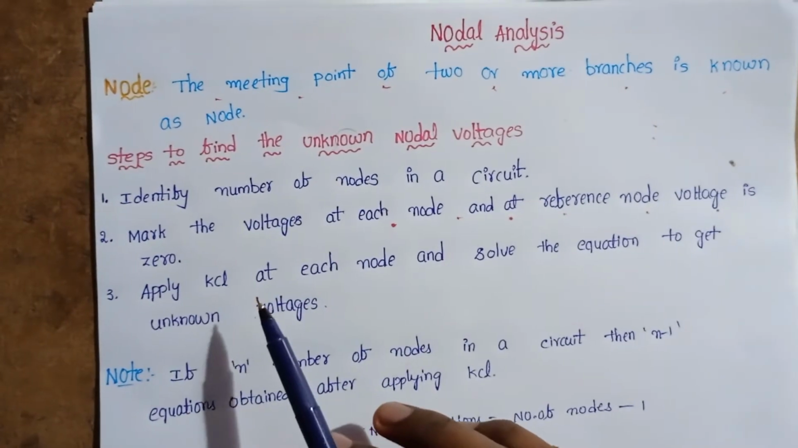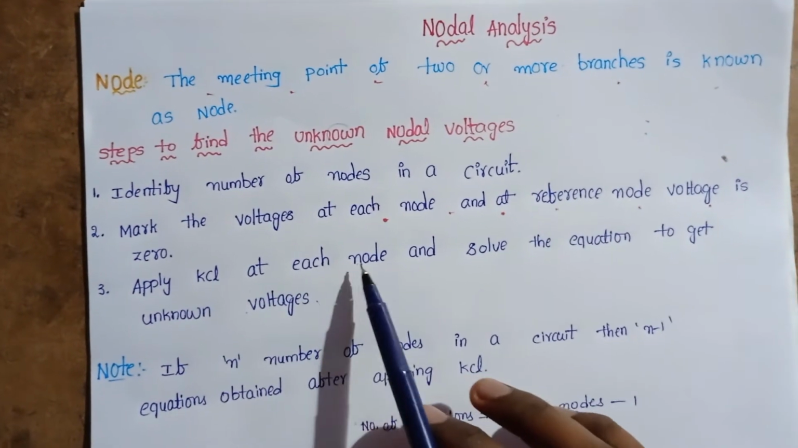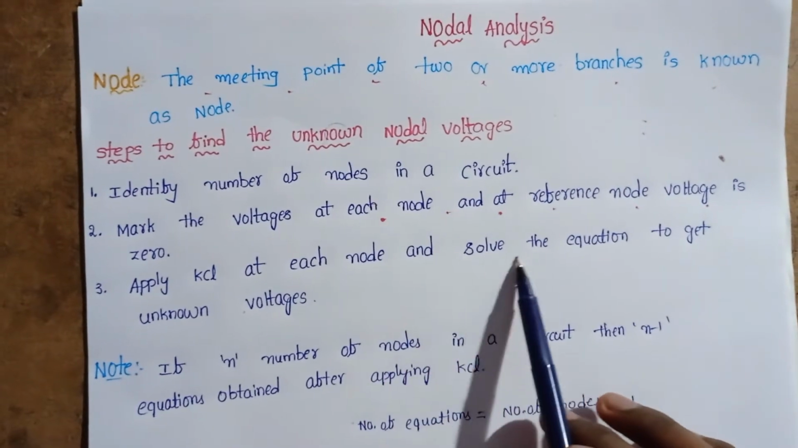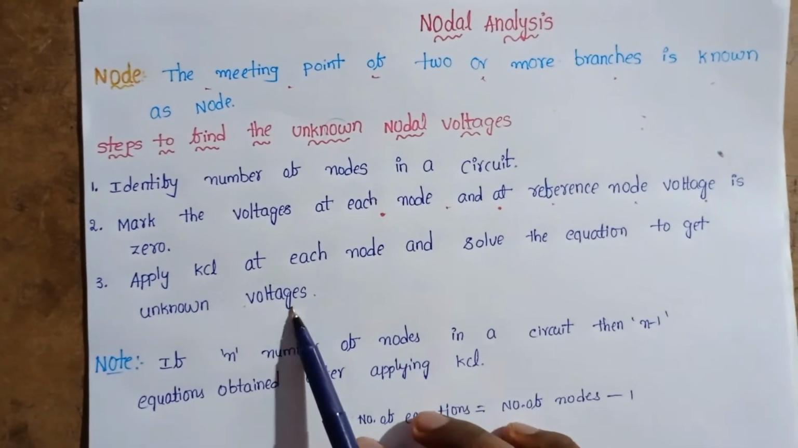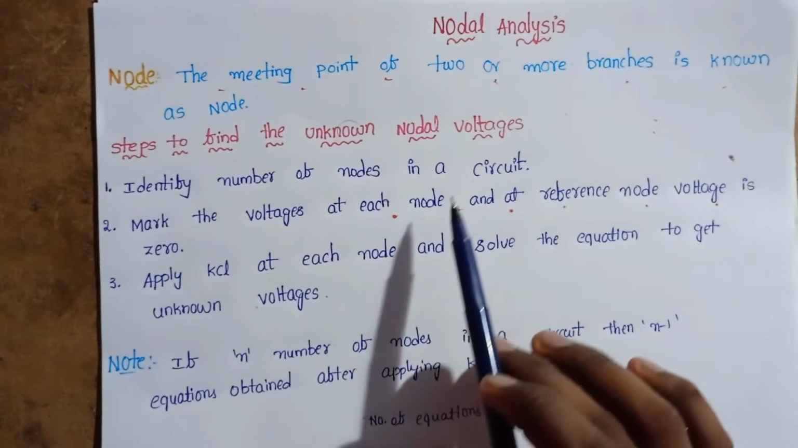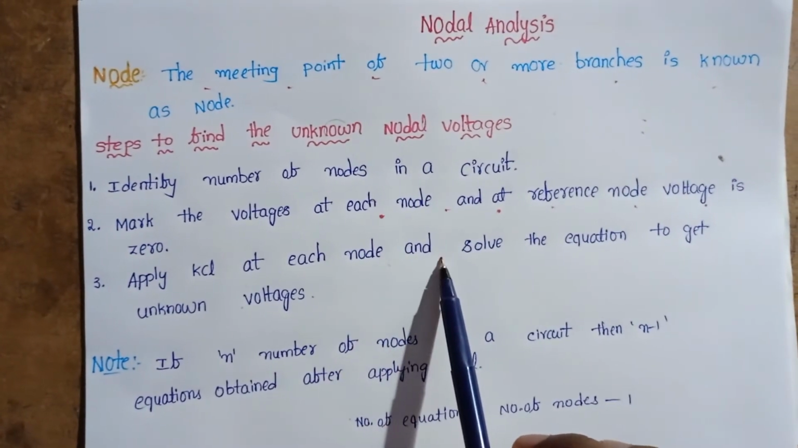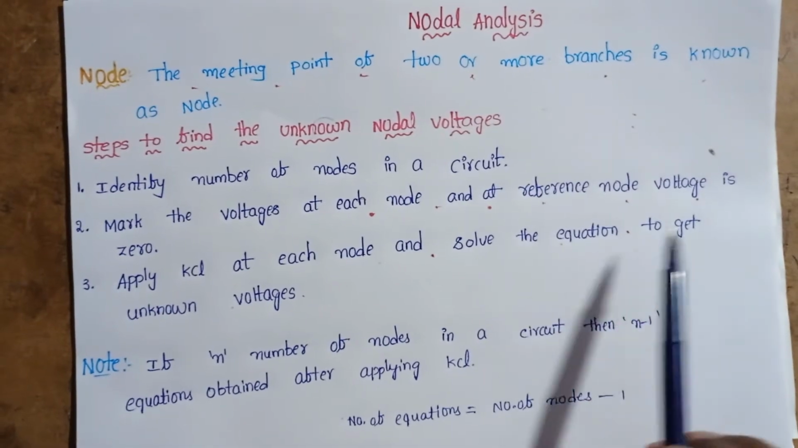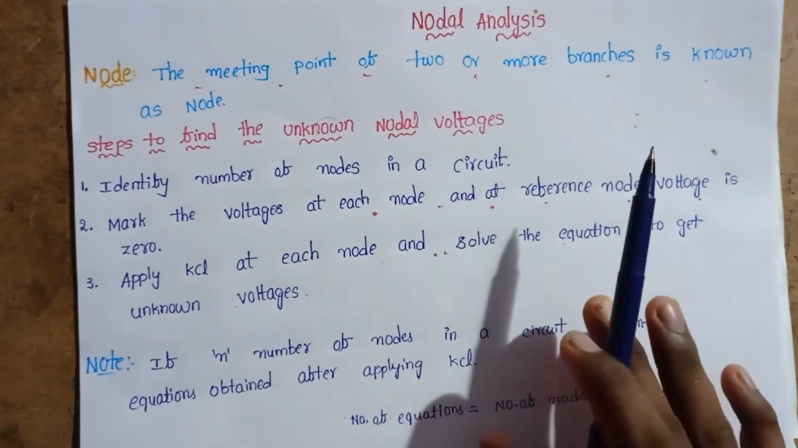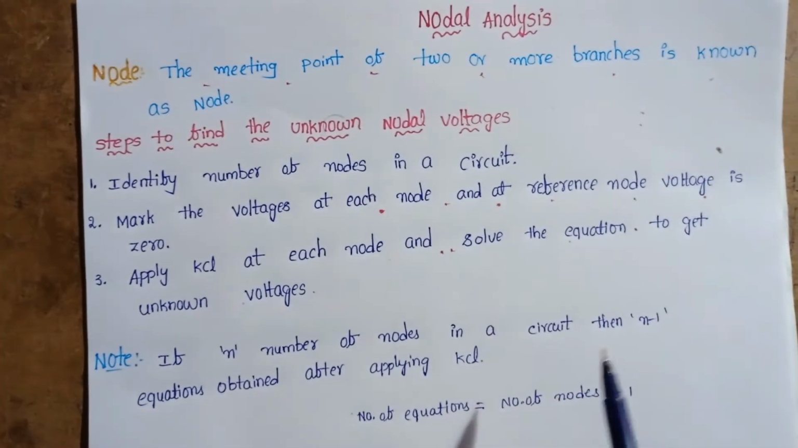The third point is to apply KVL at each node and solve the equations to get the unknown voltages. After marking the voltages, we have to apply KVL at each node and solve the equations to get the unknown voltages. These are the three steps we have to follow.